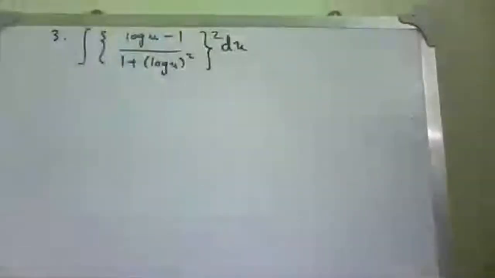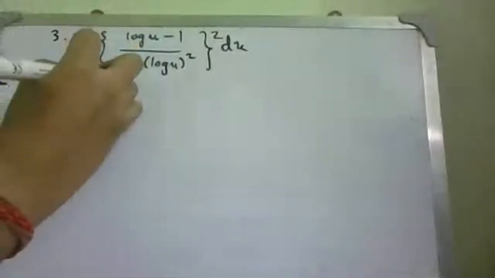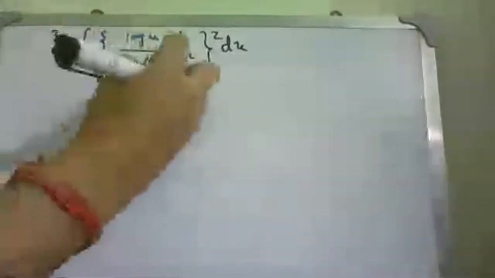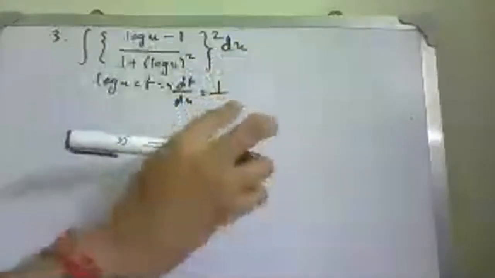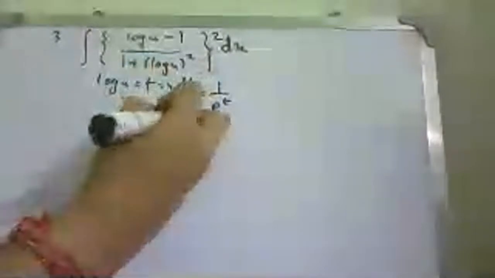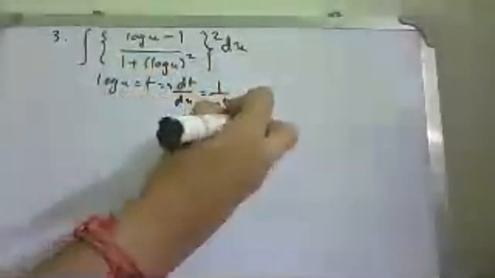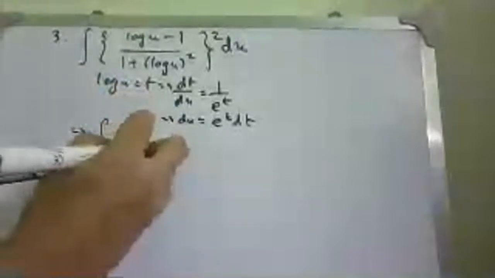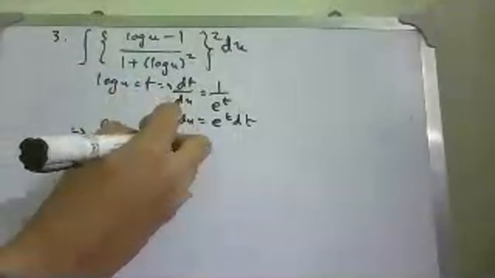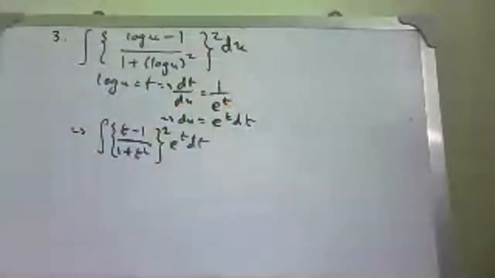squared dx. So we are assuming that log of x is t, then dt over dx is 1 by x, that is 1 by e to the power of t. So we can see that dx is basically e to the power t dt, and then integral t minus 1 over 1 plus t squared dx. It is e to the power t dt. Okay.